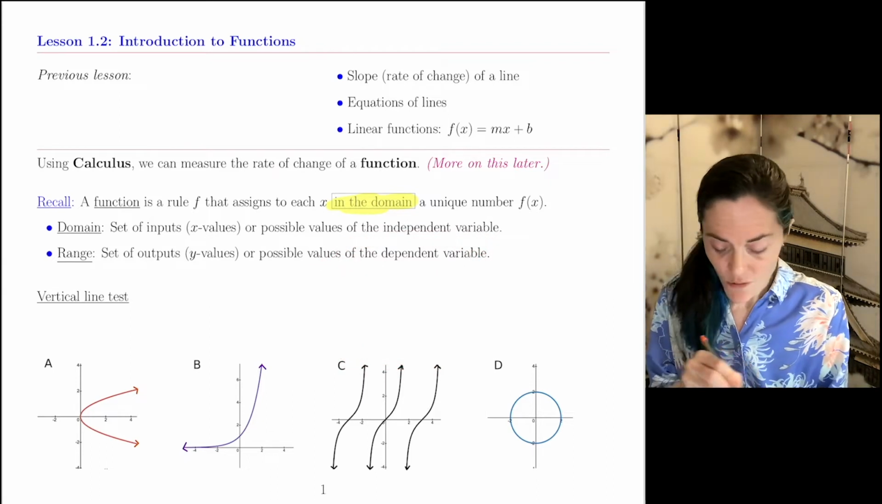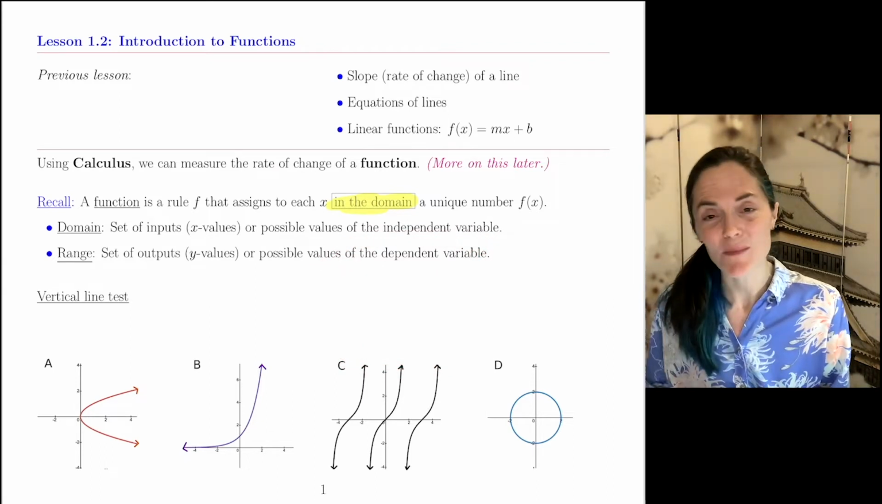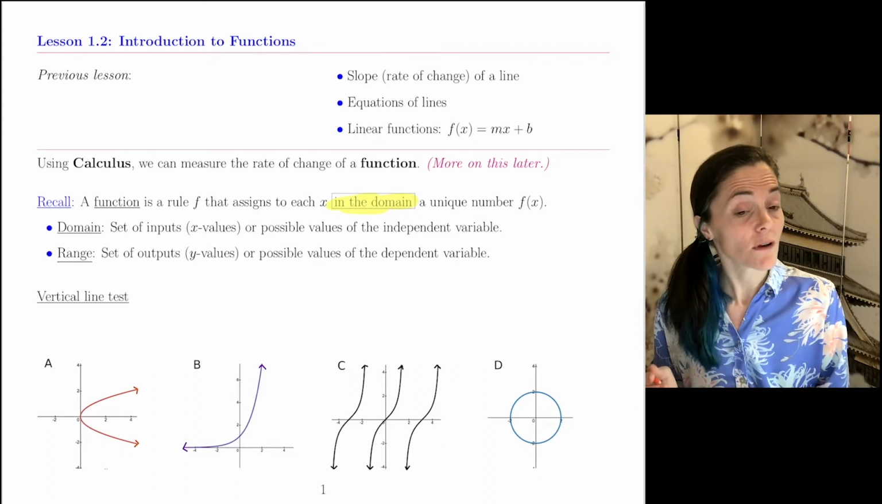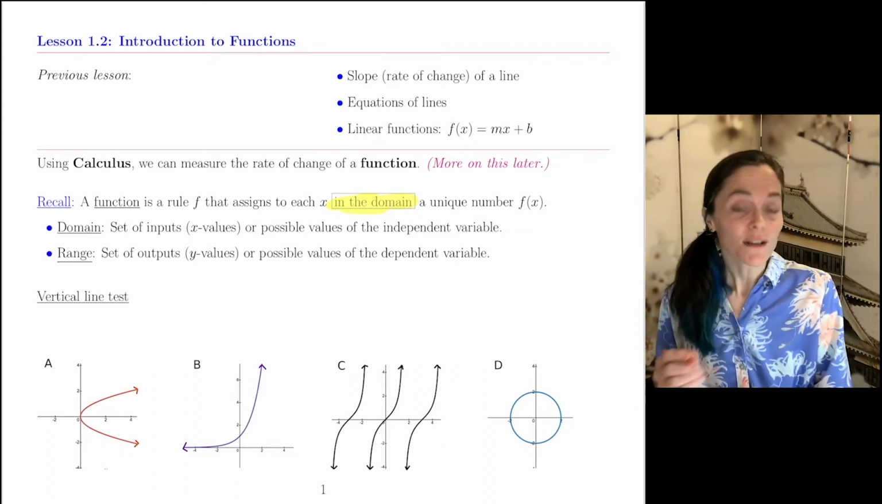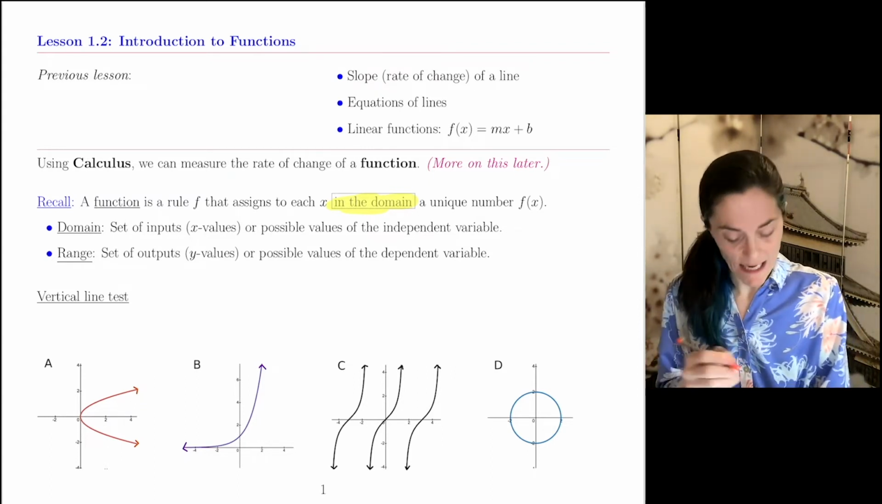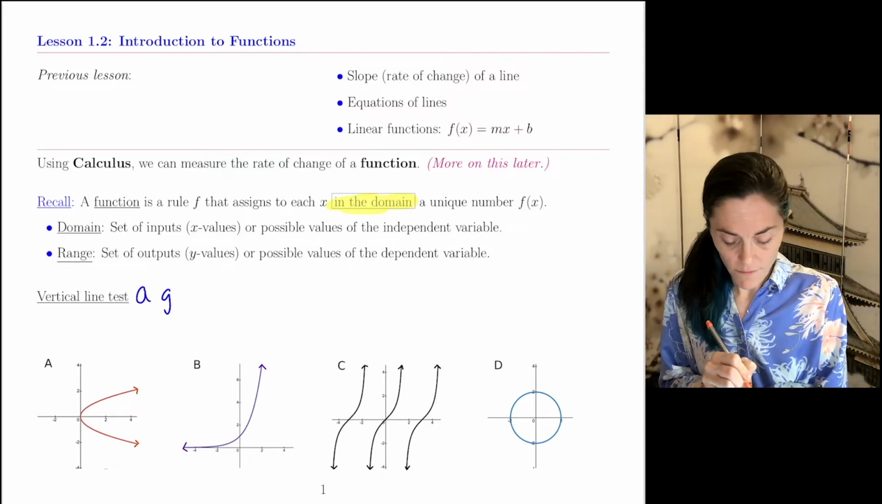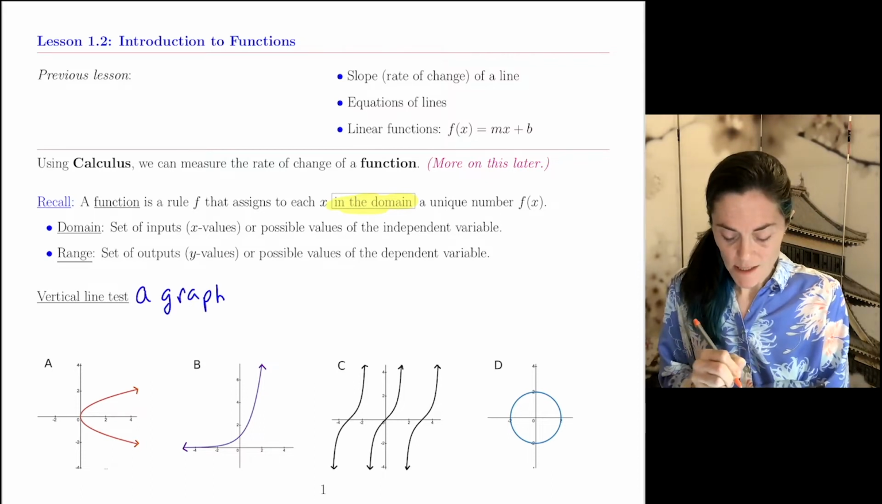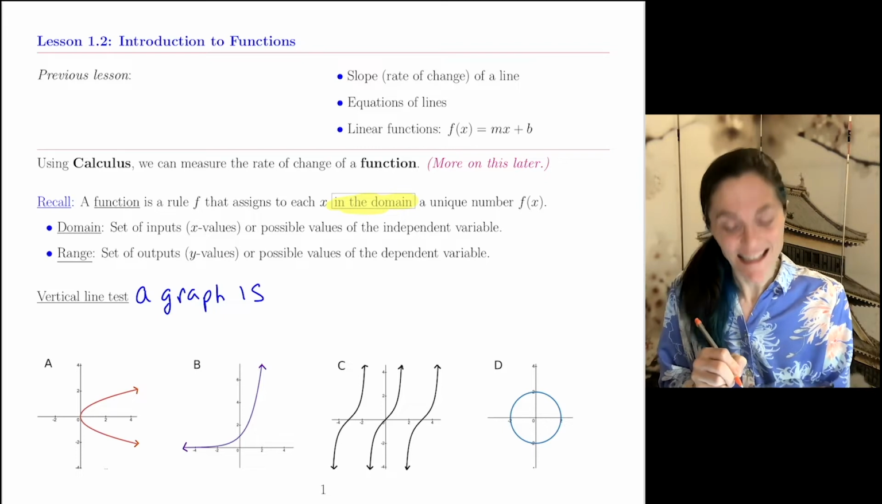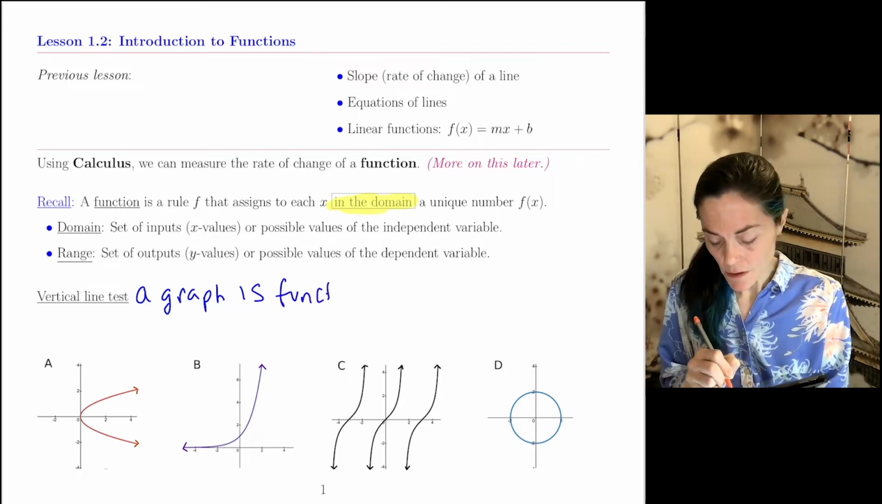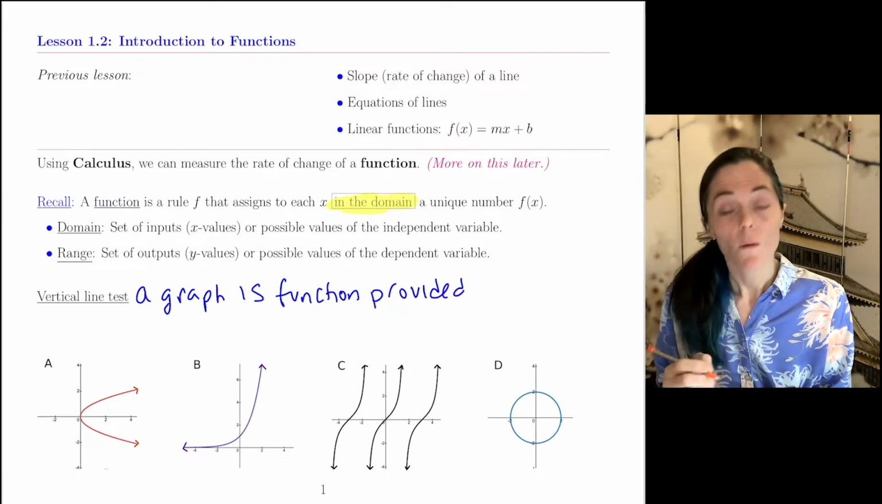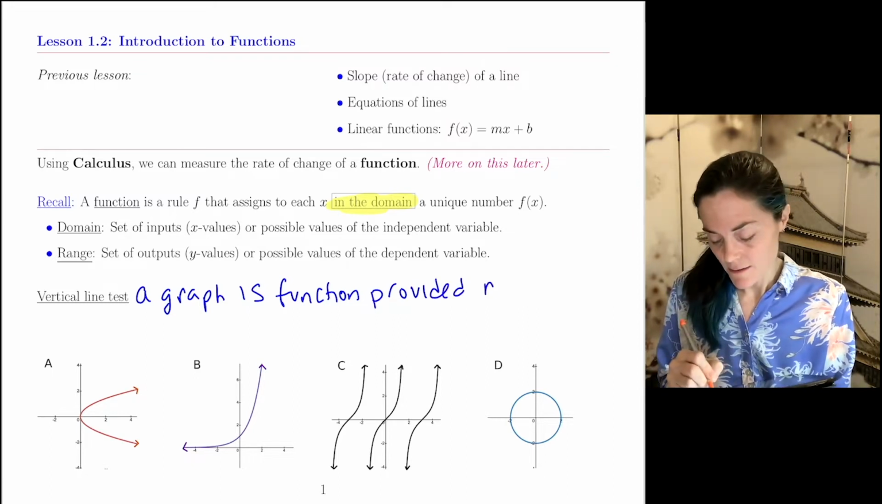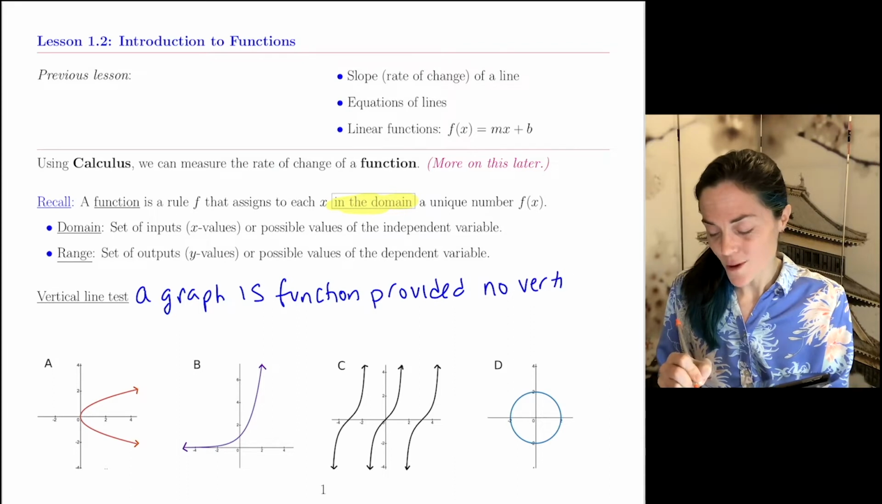Now, one thing you've probably seen, but it's very important to review, is the vertical line test. One way to state it is that a graph is a function, and this is the study of this lesson, provided no vertical line hits the graph more than one time.